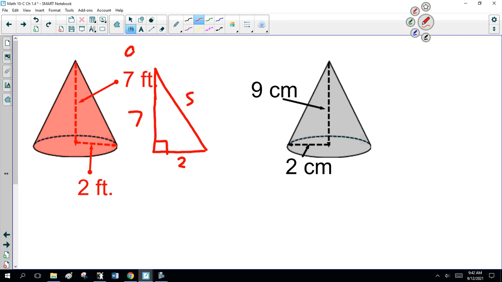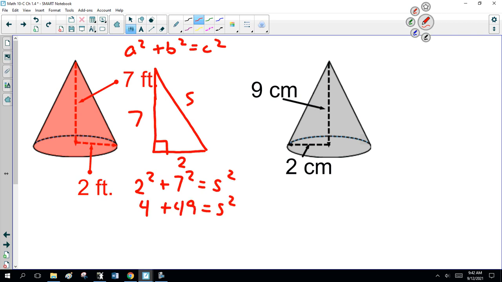Now, this is a squared plus b squared equals c squared. In this instance, 2 squared plus 7 squared equals my slant height squared. 4 plus 49 equals 53. Yes, 53. Oh, ladies and gentlemen, of course, if I'm going a little too fast, pause the recording.